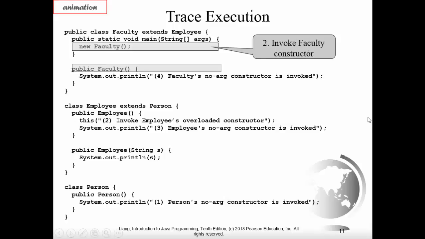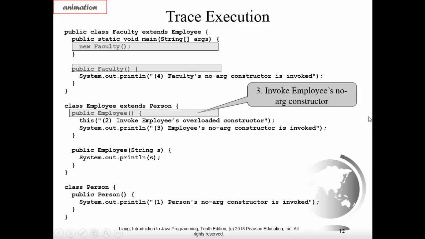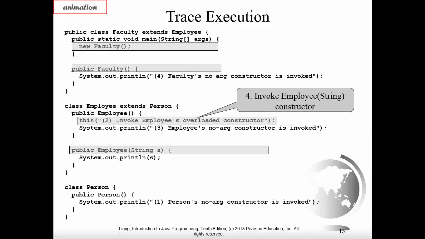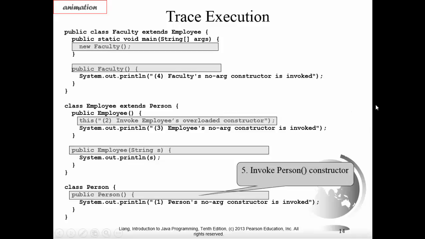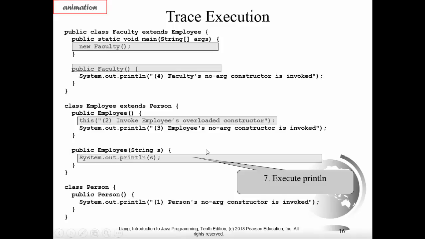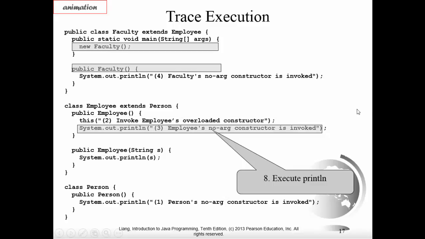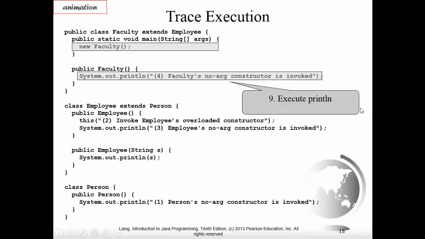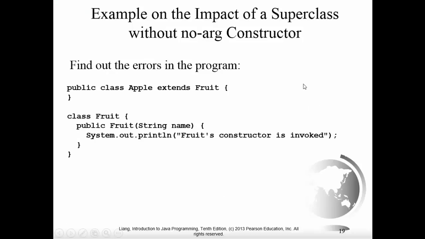That automatically is going to invoke the faculty constructor, which is going to invoke the employee's no-arg constructor. And then that's going to invoke the person constructor. We're going to finally execute this print line statement on our person. Then we're going to execute the employee print line information. Finally, our faculty print line information as we return back.